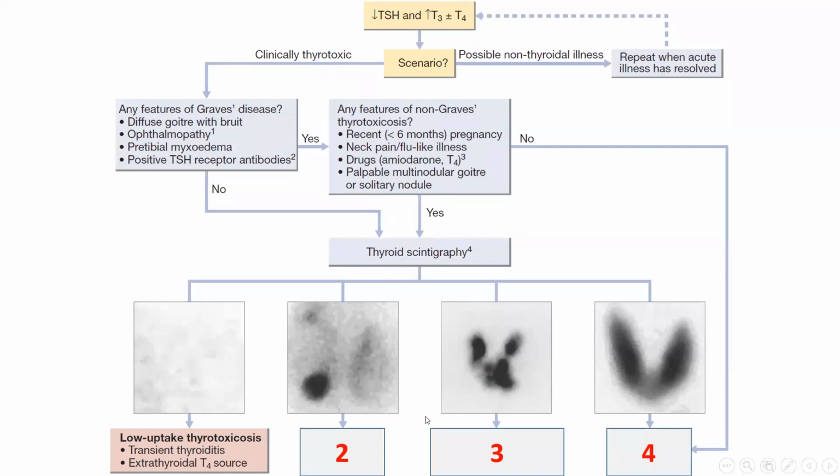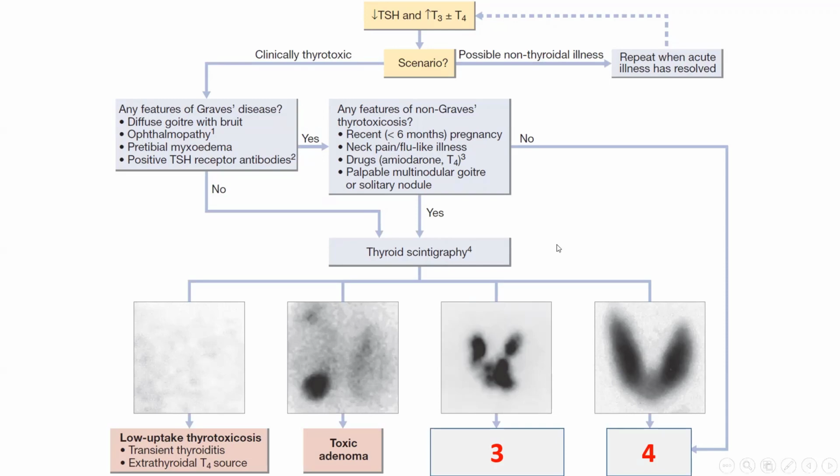What about number two? Toxic adenoma. Yes, this is a toxic adenoma, and the treatment of toxic adenoma is radioactive iodine as the first choice, or surgery in some situations. But radioactive iodine usually is the preferred modality for treatment of toxic adenoma.